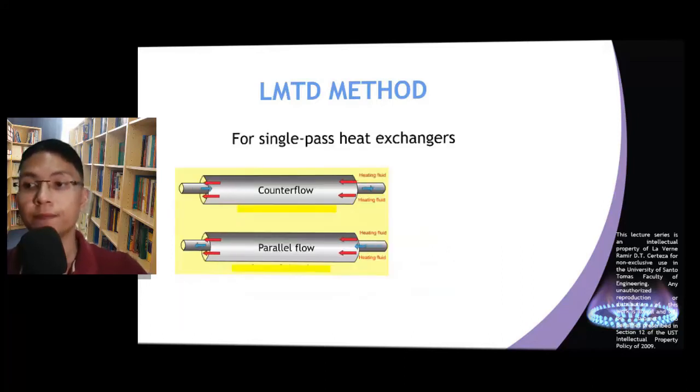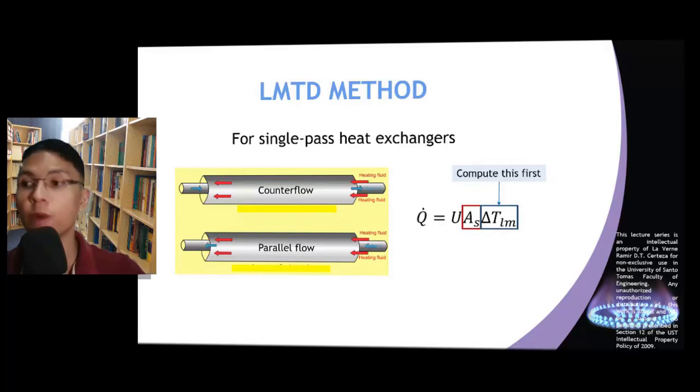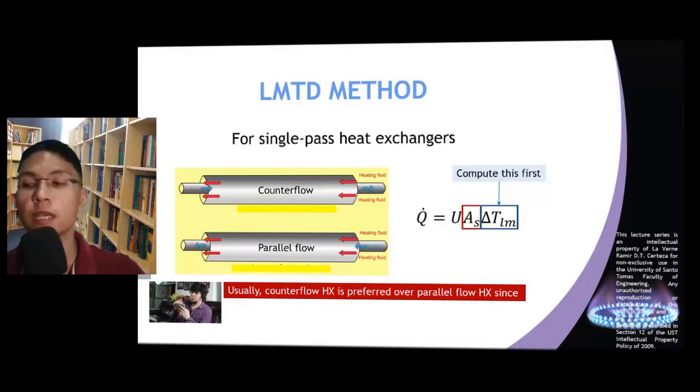On the other hand, for single-pass heat exchangers, such as parallel flow and counterflow heat exchangers, we can simply use this formula to compute for the required surface area, A sub S. Take note that you should first compute for the log mean temperature difference before proceeding with the analysis. Finally, take note that the counterflow heat exchangers is usually preferred over parallel flow heat exchangers.